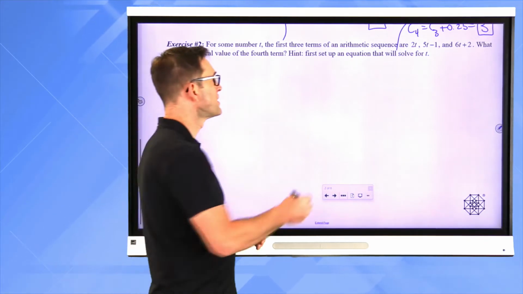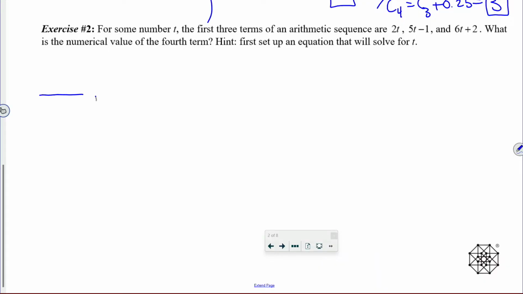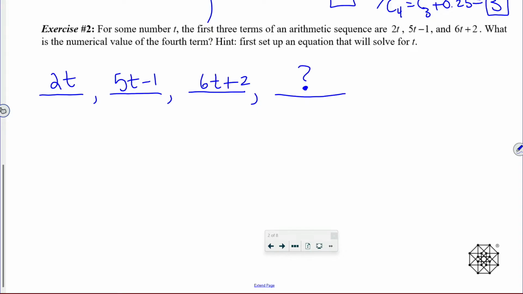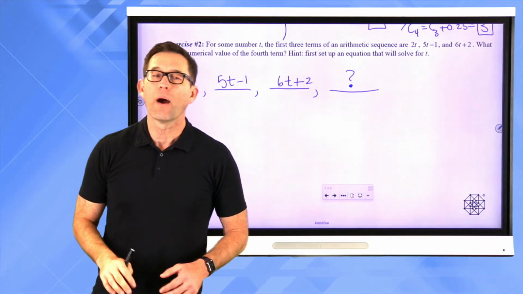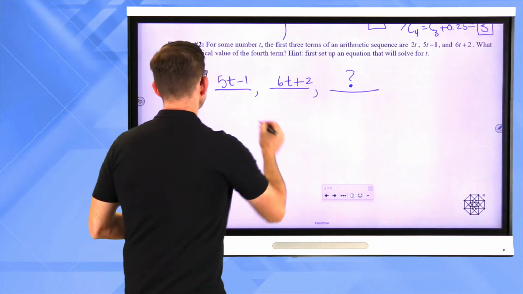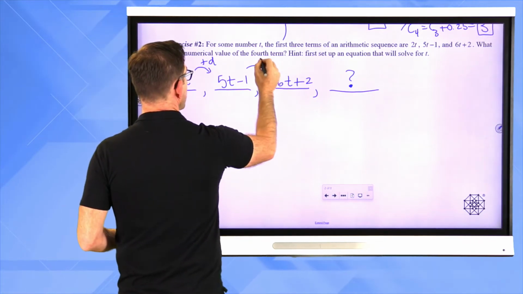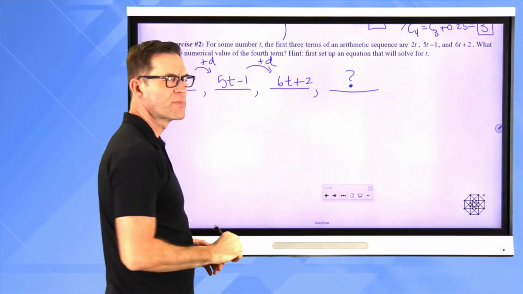All right, well, I'm just going to erase this line here so that we can see that better. Now, just for a second, I want to kind of picture what's going on here, right? I've got these 4 terms, 2t, 5t minus 1, and 6t plus 2, and of course my 4th term, which is what I'm actually trying to figure out. Now, what I know about arithmetic sequences is that I'm going to add the same thing here that I do here, that common difference, all right?